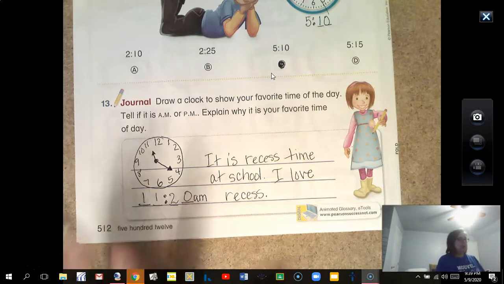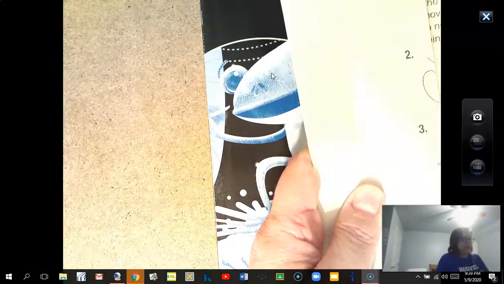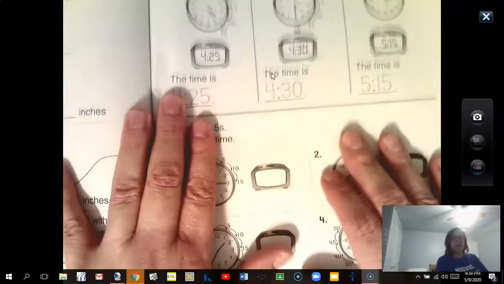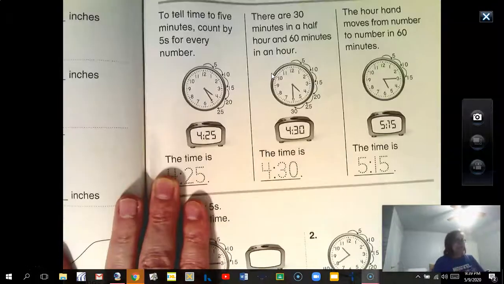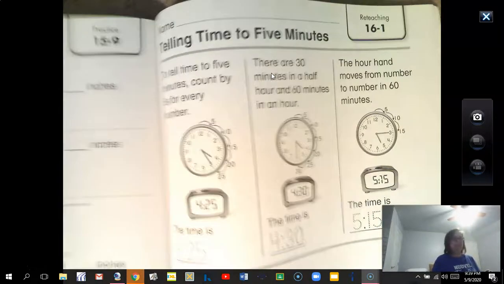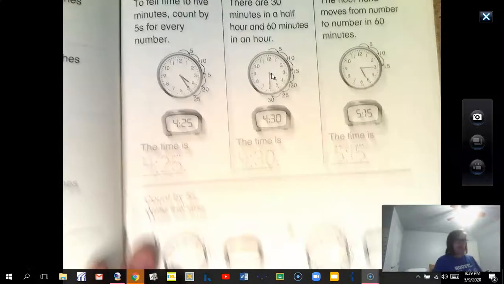All right. So I hope that you understand this so that you can go ahead and do your homework page. And I'm going to go through this real quick. I want you to put the word recess up at the top. Code word recess for an extra point. I want you to put recess up there. R-E-C-E-S-S, recess. Okay? All right.